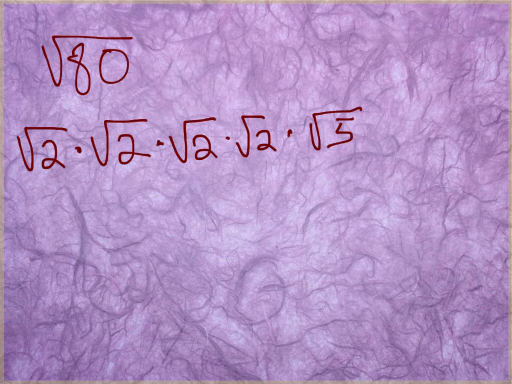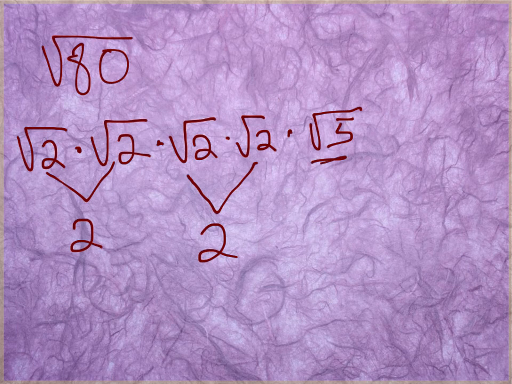Now that I broke it apart, any duplicates that I have, what that means is when you have 2 of something, well, square root of 2 times square root of 2 is just 2. Well, this square root of 2 times square root of 2 is just 2. It is what it is. Now, I don't have any duplicates of the square root of 5, so I'm just going to bring it down here.